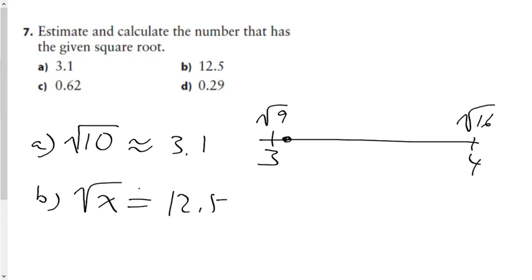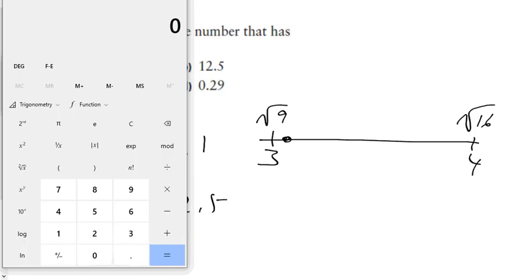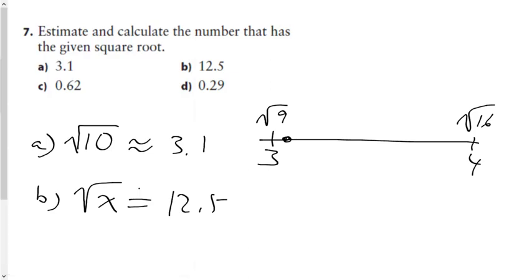Now, how am I going to check my answer? I'm going to grab a calculator and ask, what is the square root of 10? And it's 3.16, which is close enough. The next one, the square root of what number is 12.5? Well, the square root of 144 is 12.